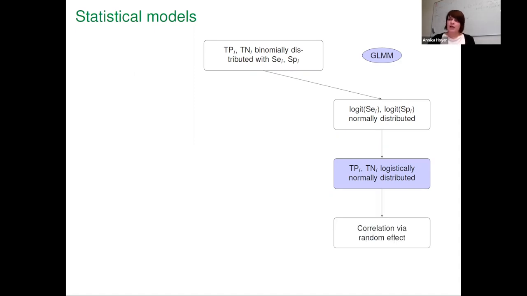And then, as I said before, we have to account for the fact that both of them are correlated, and this is done using a random effect. So we have a bivariate generalized linear mixed model with a bivariate random effect that is used to account for the correlation. This is normally or often done if you're interested in summarizing the results of several diagnostic studies. This model, unfortunately, comes along with some disadvantages. It is a general disadvantage of generalized linear mixed models that they sometimes have numerical problems. So it can be the case that you want to apply the model, but it doesn't work. So you get no results because of non-convergence and so on.